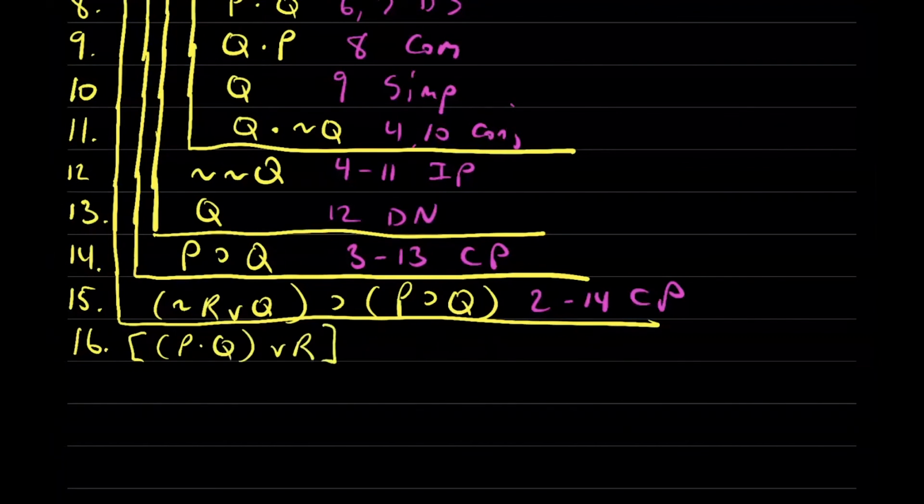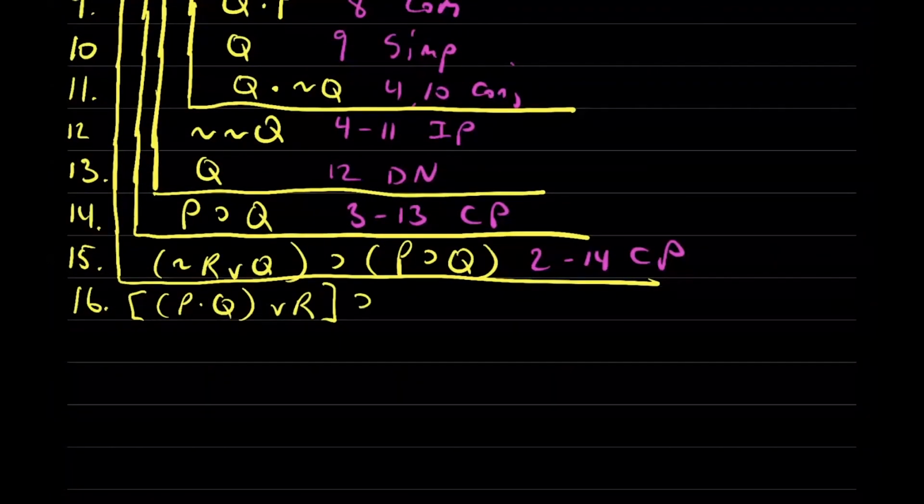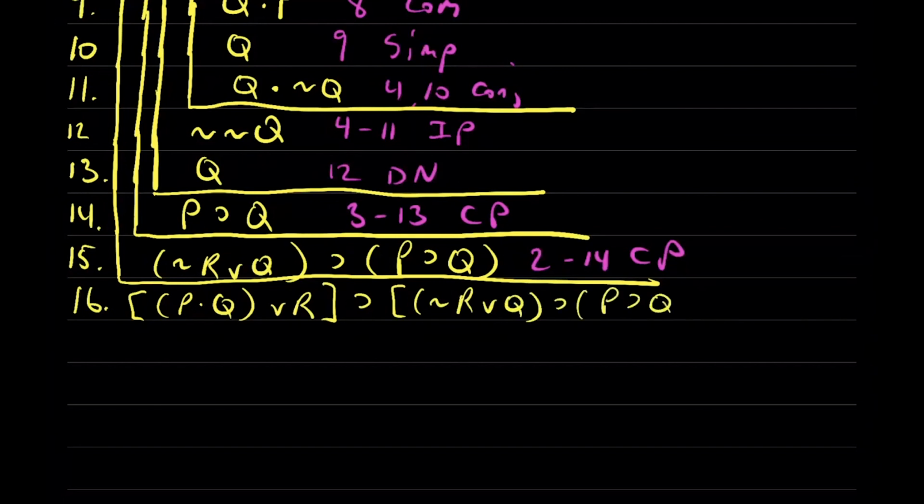Like so. I'm sure I got that right. Yep. Then we can get everything on line 15. So in a bracket, not R or Q implies that P implies Q. Close that bracket, and we're done. That came from line 1 through line 15 by conditional proof, and we're done.